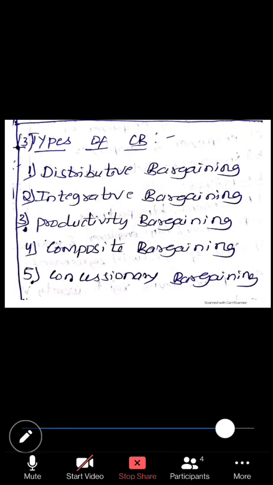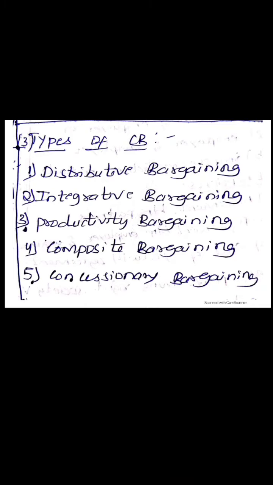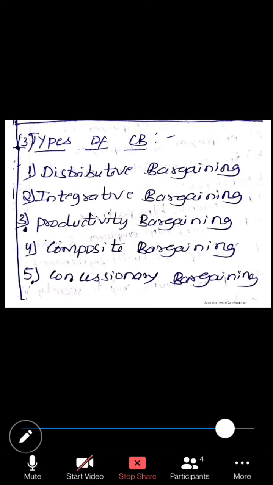The next part is types of collective bargaining. There are 5 types. First is distributive bargaining. In this, one party benefits at the expense of the other. So in this type of bargaining, one party gets benefited and the other party is at a loss. For example, with an increase in salaries or providing a bonus, workmen will get benefited, but the employer will get a loss. So it is one-sided, distributive bargaining.